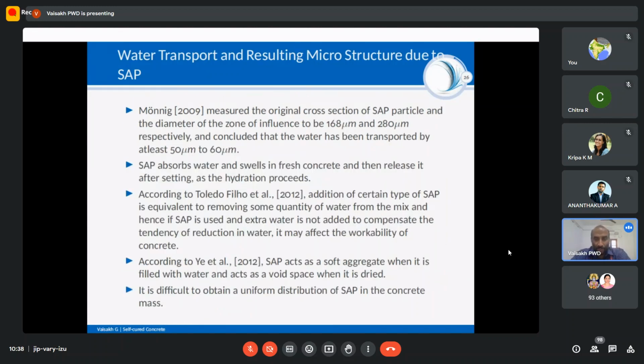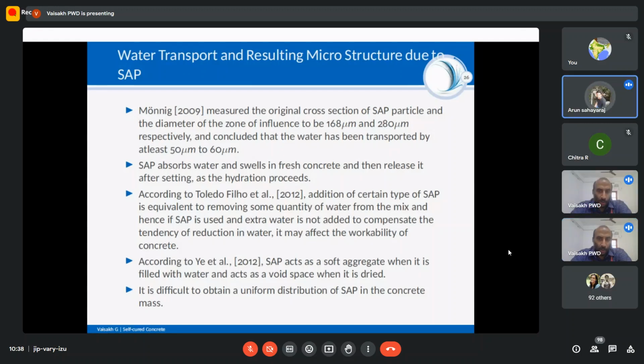Here I have calculated the diameter and zone of influence. It says like 168 micrometer to 280 micrometer, which means water has been transported to at least 50 micrometer to 60 micrometer.